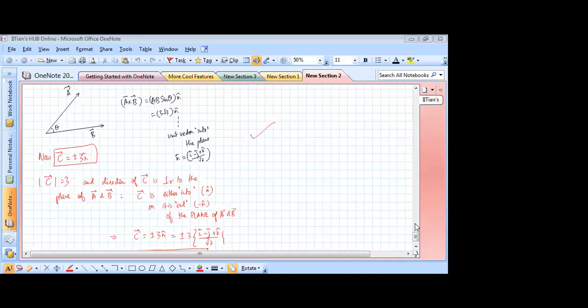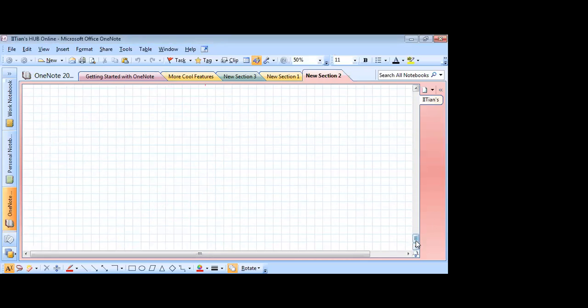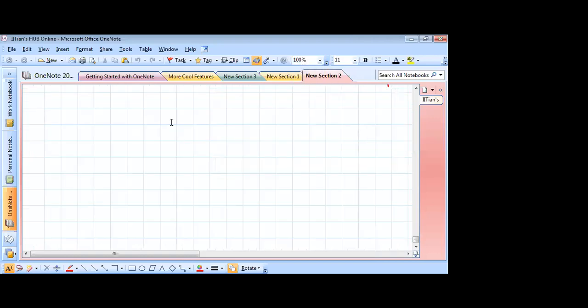Okay, so people, turning to worksheet 7 now. Let's discuss some of the questions from worksheet 7. Right, so we will start with question number 1, because it's an easy question, but I just want to discuss the concept over here.